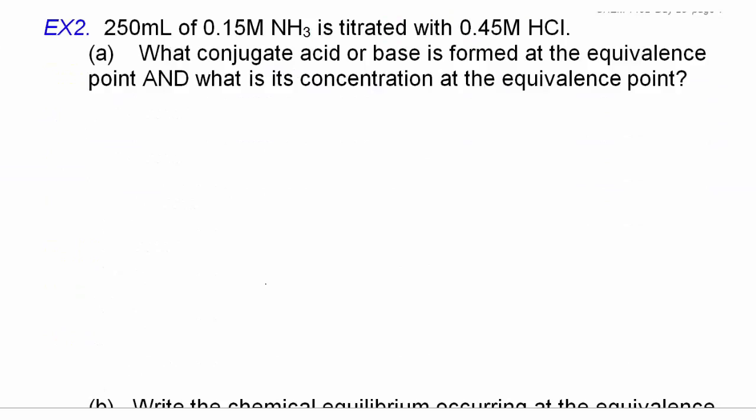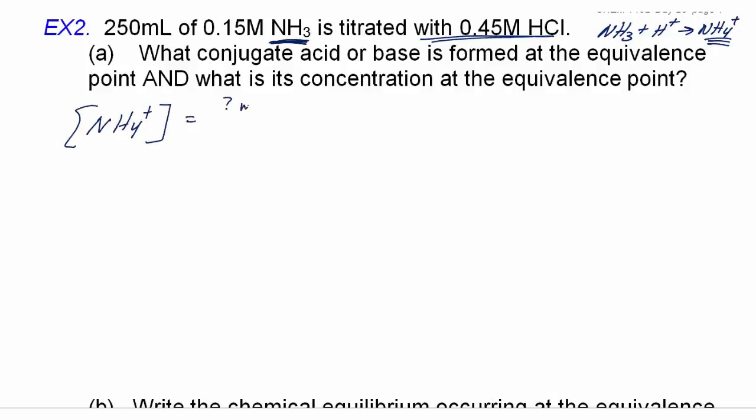Let's try this again. 250 mL of 0.15 molar ammonia is titrated with 0.45 molar HCl. What conjugate acid or base is formed at the equivalence point, and what is its concentration at the equivalence point? So we titrate with an acid, you get an acid, right? So that means this has to be a base. What is its conjugate acid? If you're not sure, you can write it out. Ammonium. All right, just add an H plus to it. So we want to know, what is the concentration of ammonium?